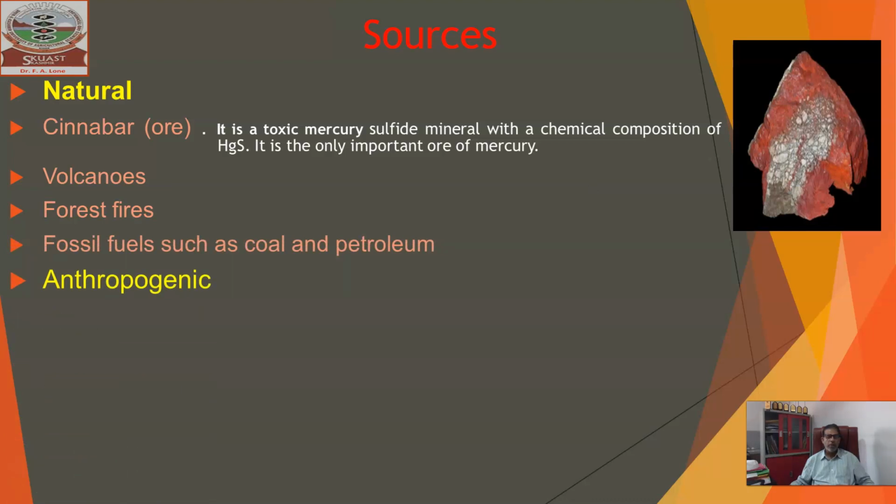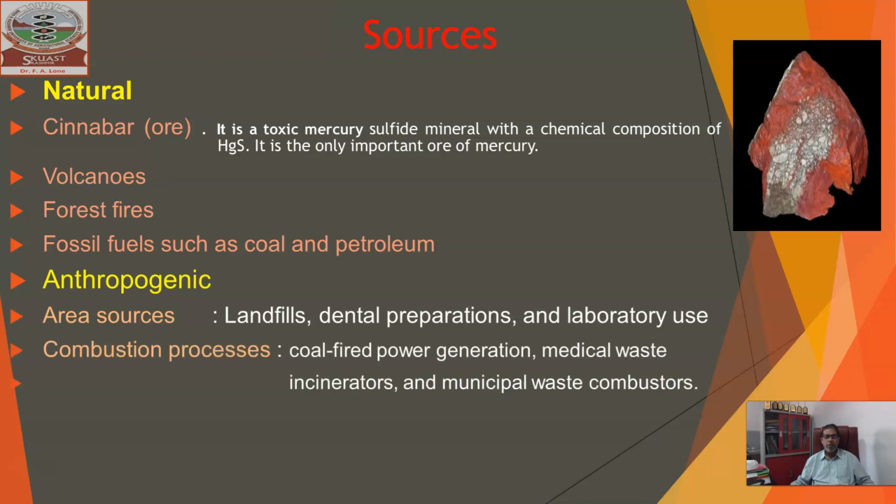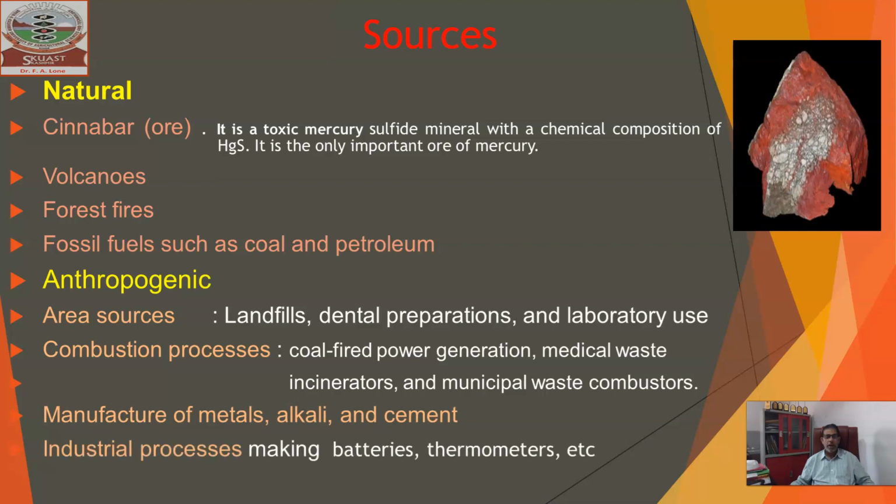Then you have got anthropogenic sources of mercury like area sources, which include landfills, dental preparations and laboratory use, combustion processes like coal-fired power generation, medical waste incinerators and municipal waste combustors, and then manufacturing of metals like alkalis and cement, etc., and also the industrial processes making batteries, thermometers, etc. So these are the sources of the different forms of mercury.